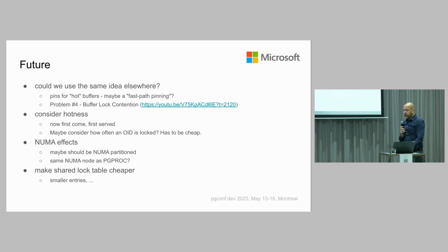So the future is, could we use the same idea elsewhere? We could maybe use a similar data structure, a similar fast path approach, fast path locking elsewhere. For example, we don't use that for buffers. We could use that for pinning and unpinning buffers. We do not consider hotness of the buffers. It's first come, first serve, so maybe we could improve that. There is something we could do about NUMA, because we mostly ignore NUMA, and that's it.